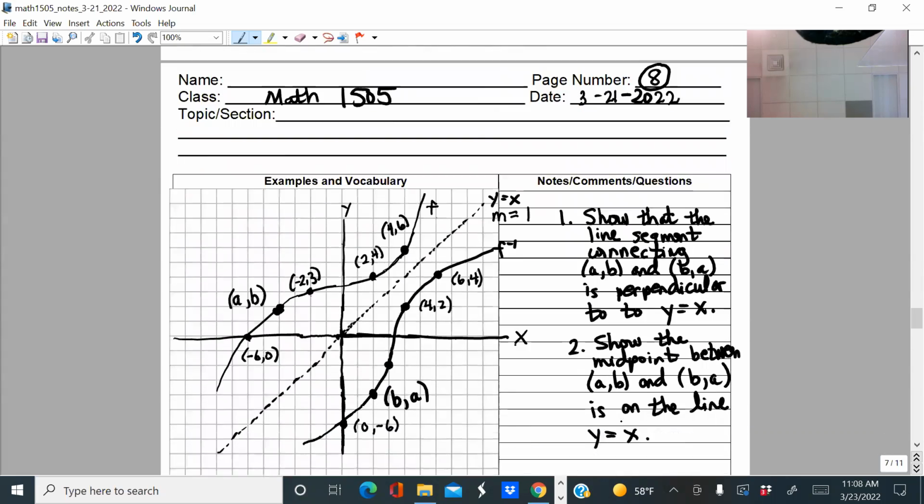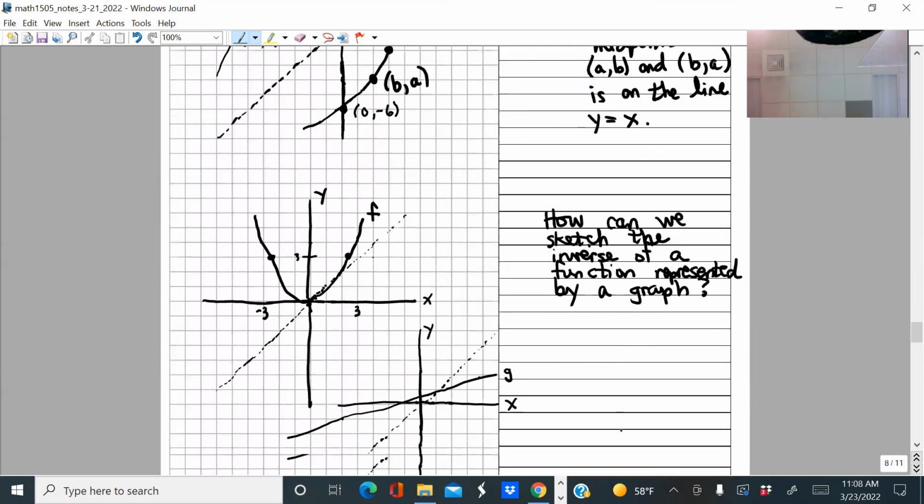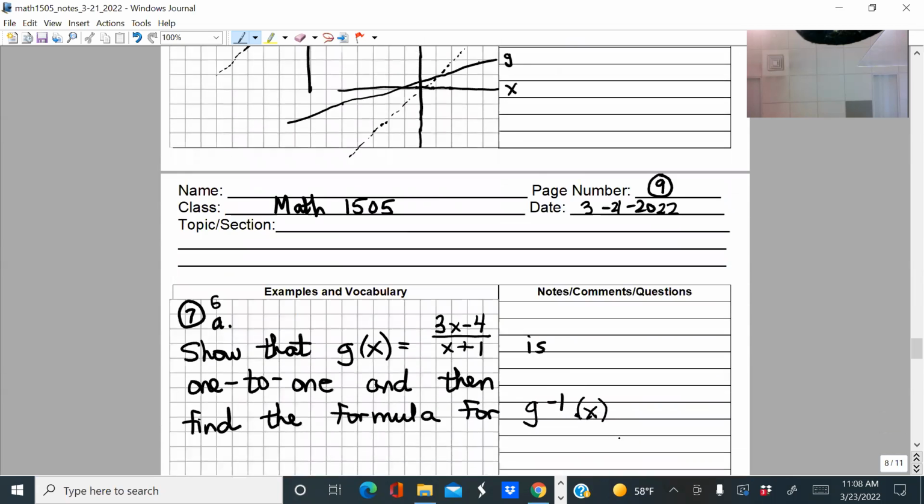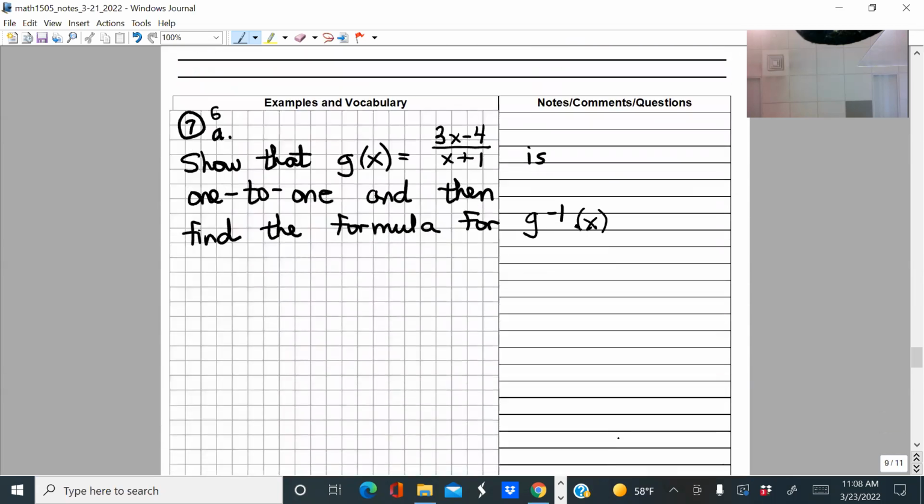Actually, now let's try this again. I'm going to come back here to the graphs, but we're going to try this again, except now we're going to find the formula for the inverse function. So in that previous example, you had two formulas and you were just composing them, right? And just trying to discover if they were inverses.